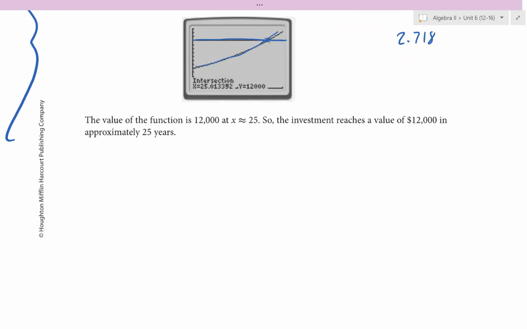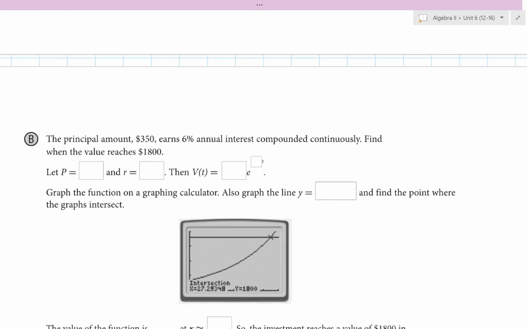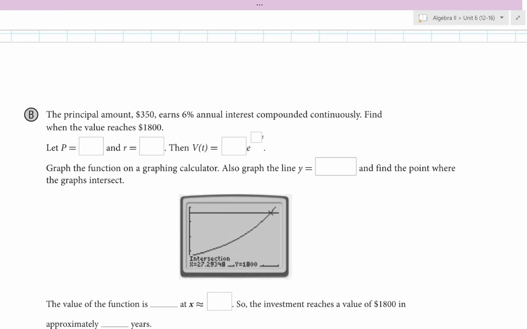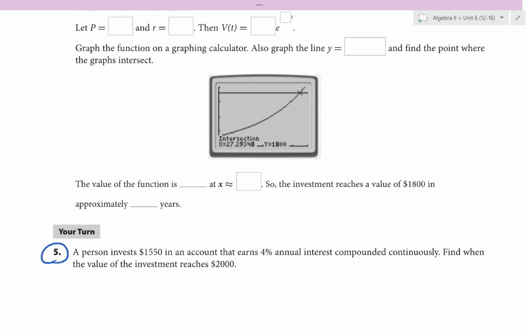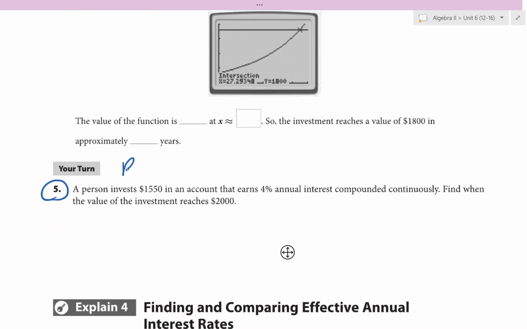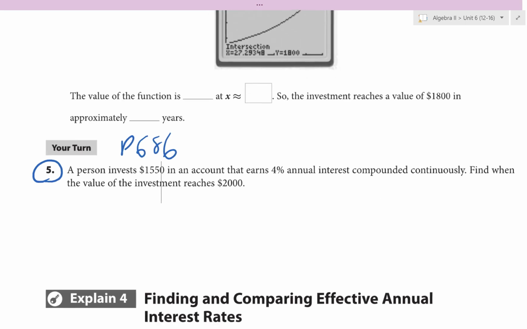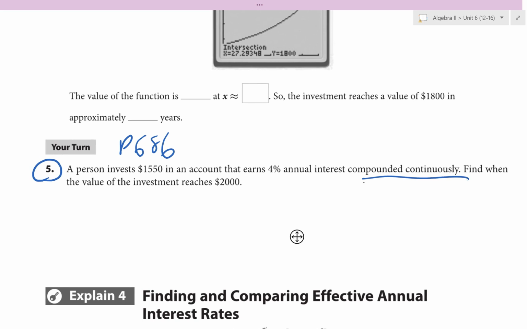All right, so let's go to page 686. Page 686. And try problem 5, compounding continuously. So you're going to use that new equation now, PE to the RT. Or some people just remember it as PERT. PE to the RT is PERT.